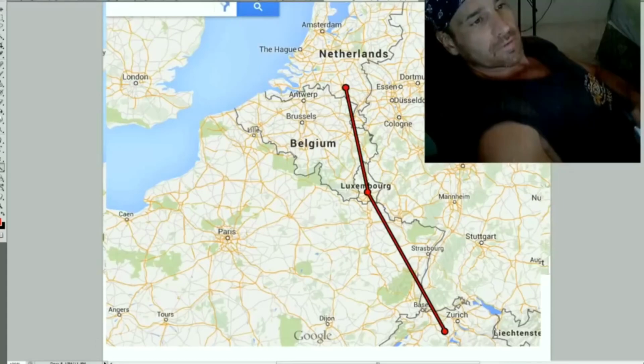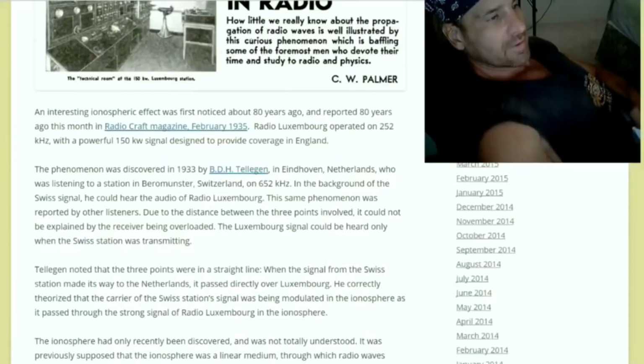Now, these two radio stations are at different frequencies, so he was really just tuning into the Swiss frequency, but he was also picking up Luxembourg. Okay, so it was a phenomenon they couldn't understand because Luxembourg radio was on a different frequency. Tellegen noted that the 3 points were in a straight line. When the signal from the Swiss station made its way to the Netherlands, it passed directly over Luxembourg.